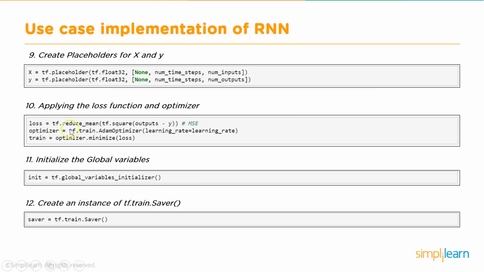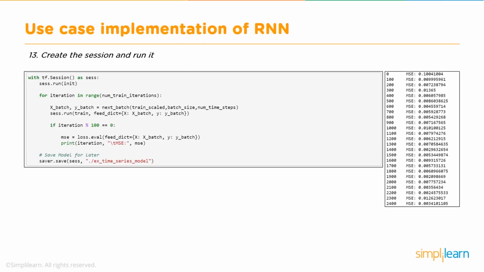And similarly, we are mentioning what is the loss function and what is the optimizer and how to run the optimizer. And once that is done, you are initializing the variables and then you're creating a saver variable or a saver instance. So saver is basically nothing but in machine learning, you can train your model and you can save it for later use. So that's where the saving comes into play. We will see how to use that as well. And then the last step is to create your session and run this graph, right?